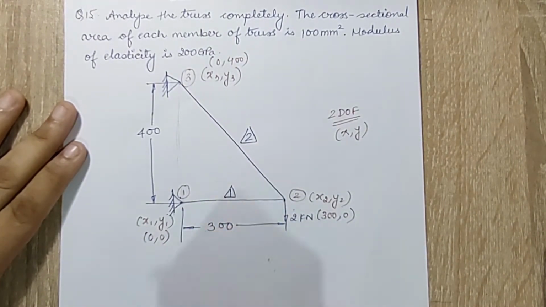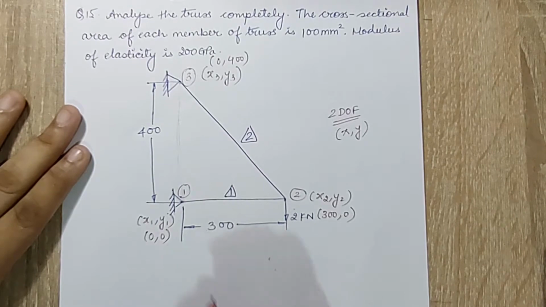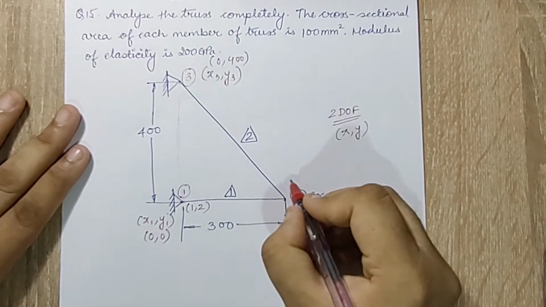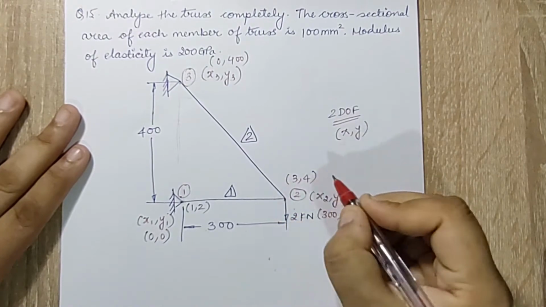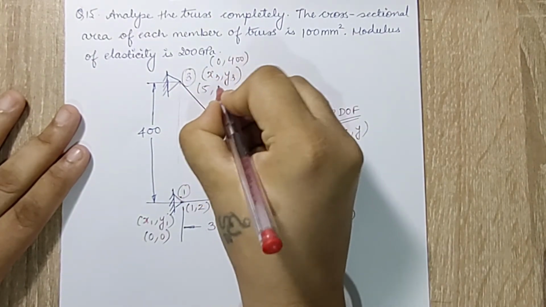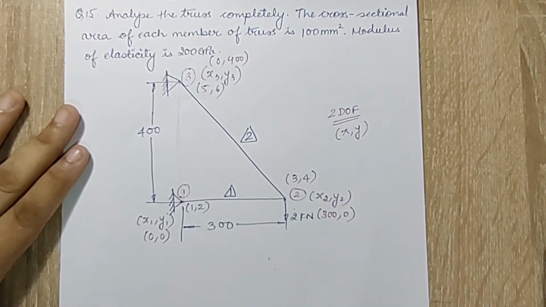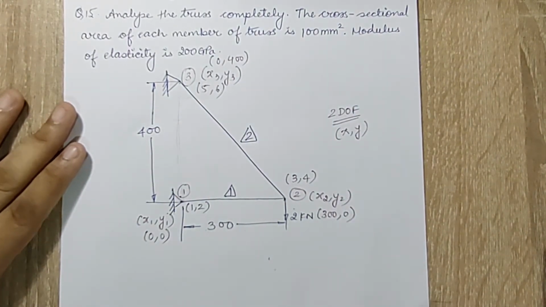So the degrees of freedom are something which I am going to mark over here. For the first node it will be 1, 2. For the second node it will be 3, 4. And for the third node it will be 5, 6. So these are certain things which I am supposed to mark while going for the discretization diagram.